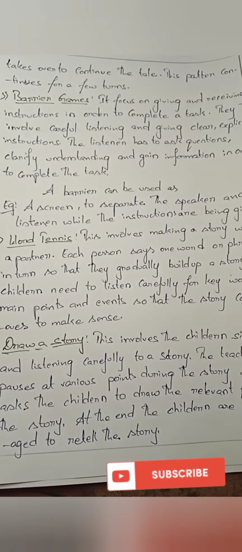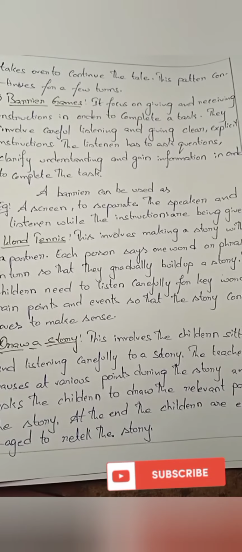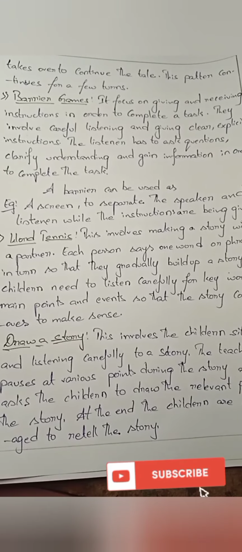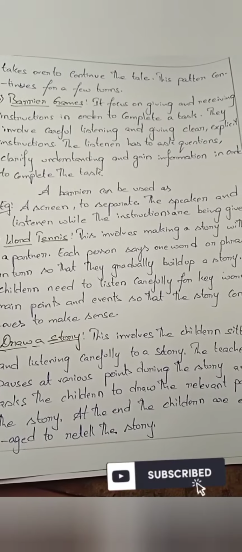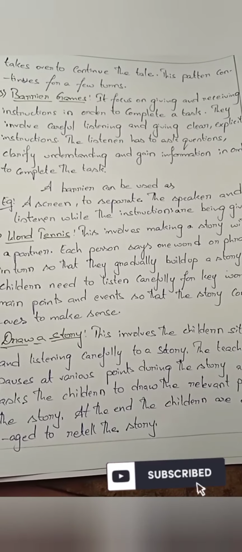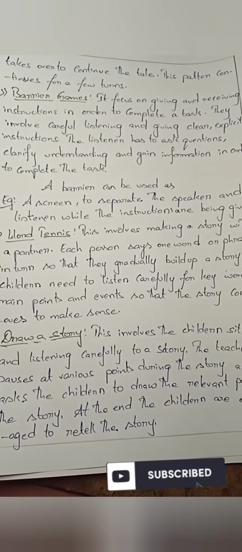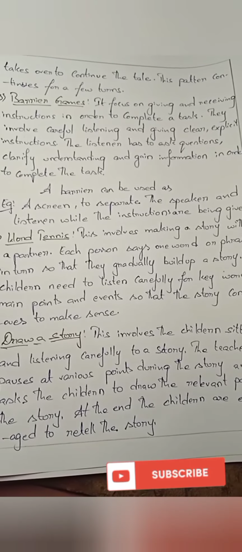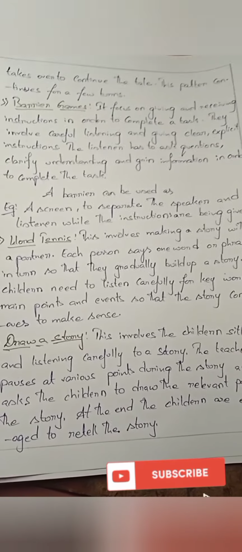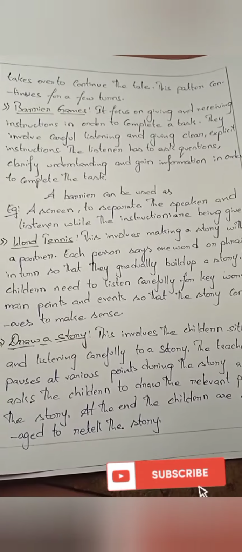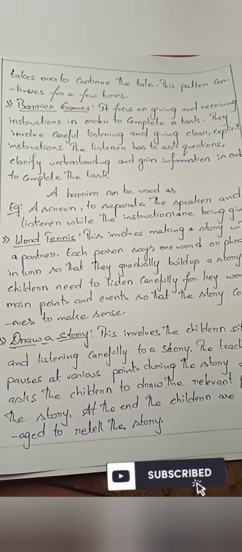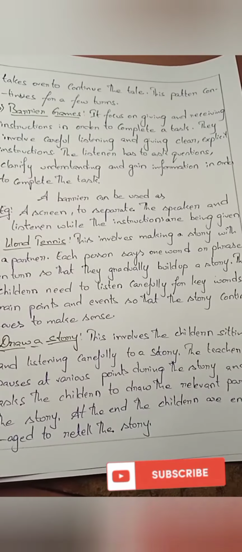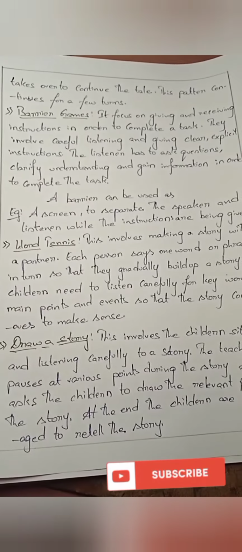The next technique is barrier games. It focuses on giving and receiving instructions in order to complete a task. They involve careful listening and giving clear, explicit instructions. The listener has to ask questions carefully, clarify understanding, and gain information in order to complete the task. A barrier can be used as a screen to separate the speaker and the listener while the instructions are being given.